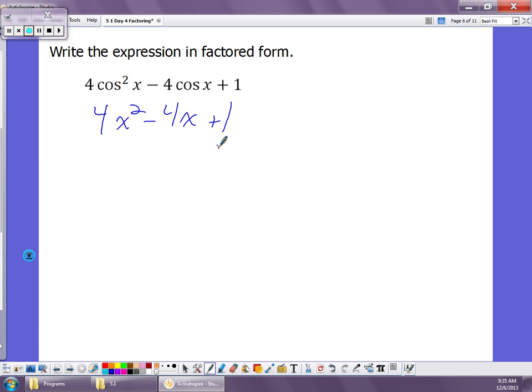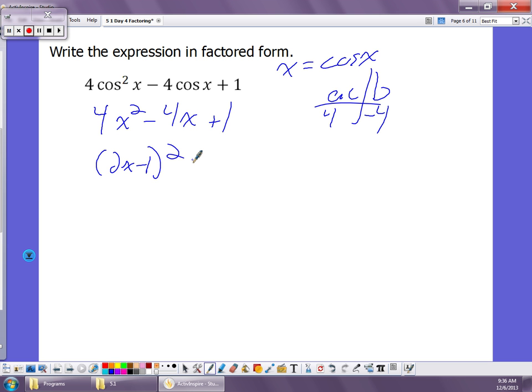And then I can look at it, and I'm basically using substitution. So I know x equals cosine x, okay? So now I would just do the ACB method again if I wanted to. But we know this is a perfect square trinomial, so I know I can just do 2x minus 1 squared. So the last thing you have to do is put cosine x back in for x. So you'd get 2 cosine x minus 1 squared.